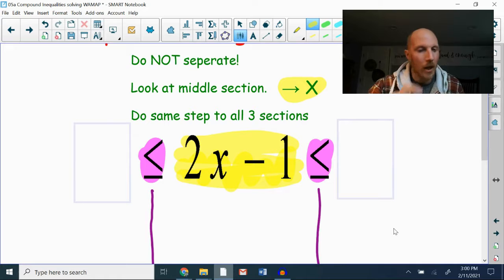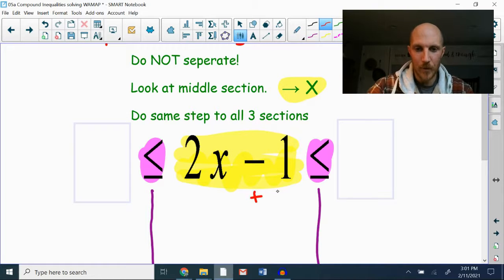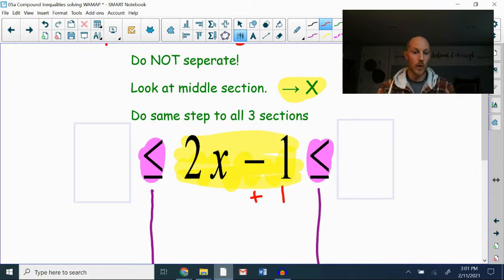That's where I look. I'm trying to get the X by itself. So I need to do the opposite operations to get that X by itself in the center portion. Okay, so my first step is going to be I need to do +1 to cancel that 1 out. So I have created 3 sections in this inequality: the left side, the center part, and the right side. I have to do the same step to all 3 sections. That's that third part of the directions up there. Do the same step to all 3 sections.